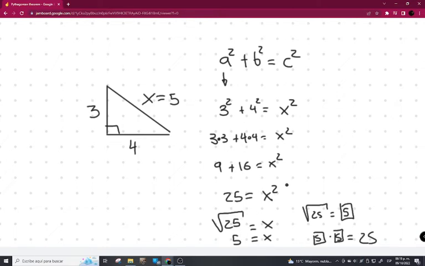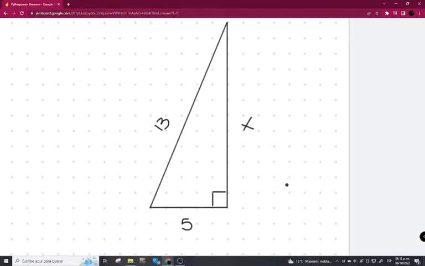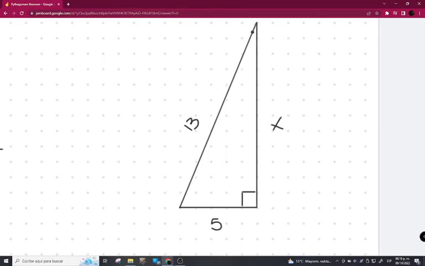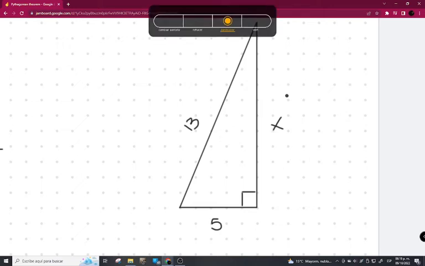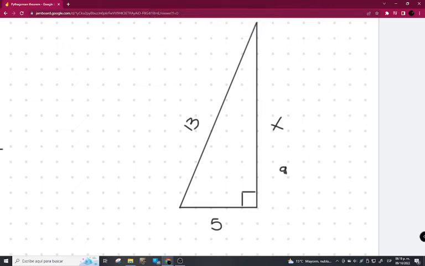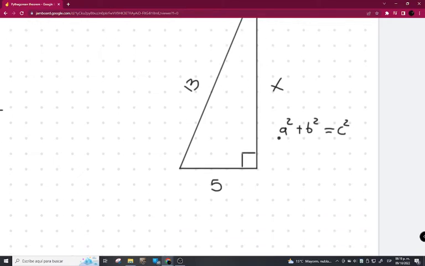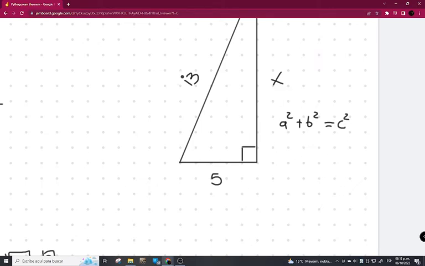But let's do it in a case in which we have the length of the hypotenuse and one of the legs, and we don't have the length of the other leg. In this case we are going to also call it x. So let's remember the Pythagorean theorem: a squared plus b squared is c squared. And remember, a and b are the legs, so a and b are x and 5, or 5 and x, it doesn't matter. And c is 13.